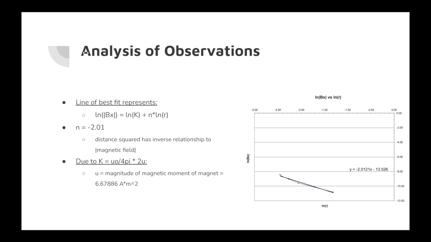Now onto the analysis of the observations. We plot the natural log of the magnitude in the x direction and the natural log of the distance, which gives us the slope. We can see that the distance squared has an inverse relationship to the absolute value of the magnetic field, and we can use the y-intercept, which is the ln of k, and due to k being equal to mu naught over 4 pi times 2u, to find u, which is the magnitude of the magnetic moment of the magnet, which, as we mentioned earlier, is 6.67886 ampere per meter squared.